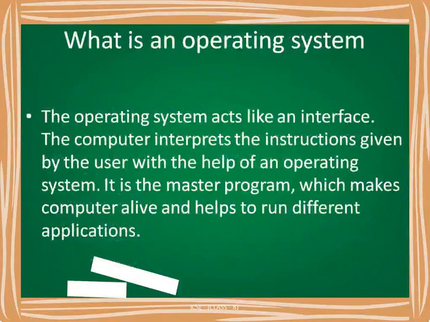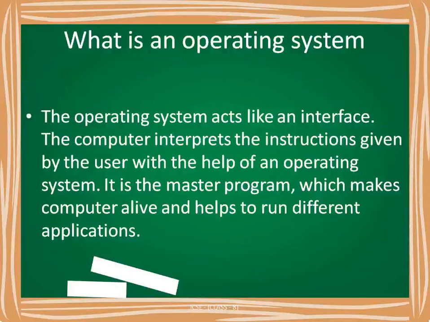What is an operating system? The operating system acts like an interface. The computer interprets the instructions given by the user with the help of an operating system. It is the master program which makes the computer alive and helps to run different applications. So operating system is a must. Without an operating system you cannot use any device, not only a computer, other devices also. All devices have an operating system.